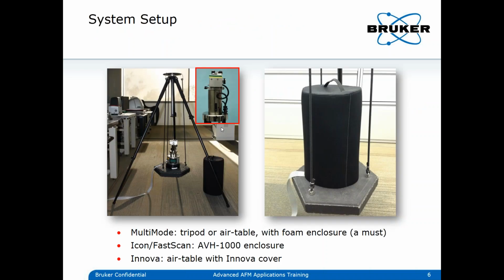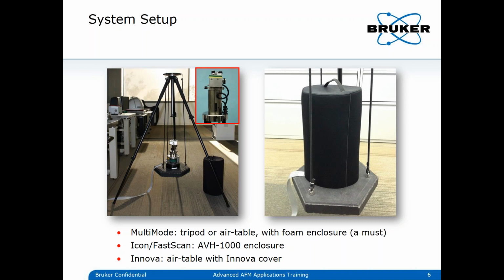So what you could usually do for the setup is use either a tripod or the air table, and you have to use this foam enclosure, which you see on the right-hand side photo, which seals off the acoustic noise. This would be for the multi-mode, so ideally again a tripod with bungees, or use our standard air table.